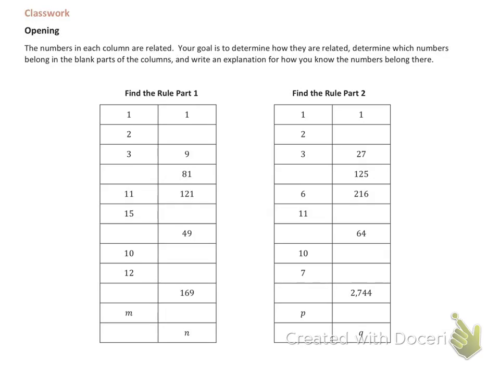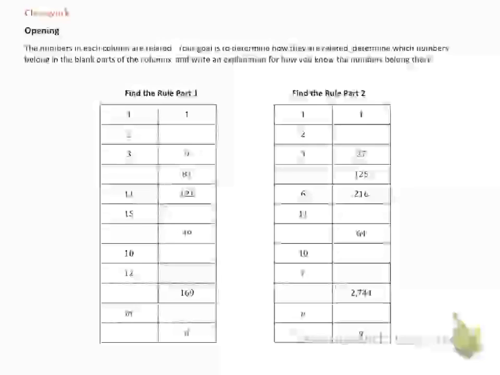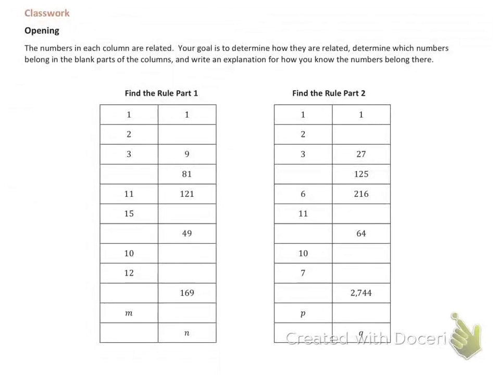So we're going to open with a little activity called Find the Rule. There's Find the Rule Part 1 and Find the Rule Part 2. Let's read what it says here. It says that the numbers in each column are related. Your goal is to determine how they are related, determine which numbers belong in the blank parts of the columns, and write an explanation for how you know the numbers belong there. So I'm going to let you work on that. You should pause the video and see if you can find the rule in the first table, and then it will be a different rule in the second table.